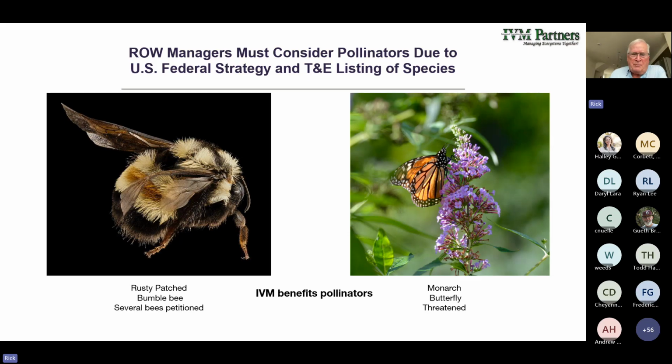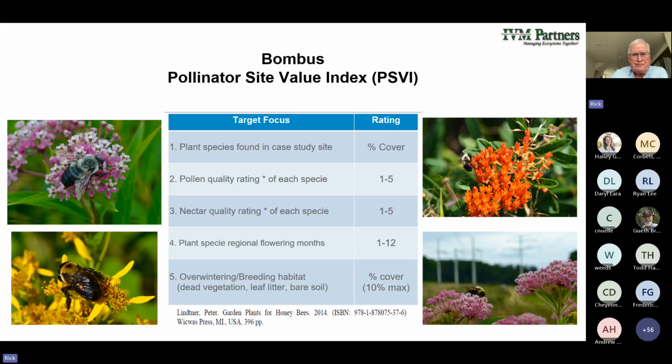Pollinators, people sometimes say, well, I'm not going to worry about the pollinators. But if you're managing a right-of-way, you better start worrying about them, because we have several species that have been listed. The rusty-patched bumblebee is listed as threatened and endangered. And the monarch butterfly most likely will be listed as a threatened species next month by the U.S. Fish and Wildlife Service. So if you take away habitat, you could be considered a taking, which can be subject to a fine from the federal government.